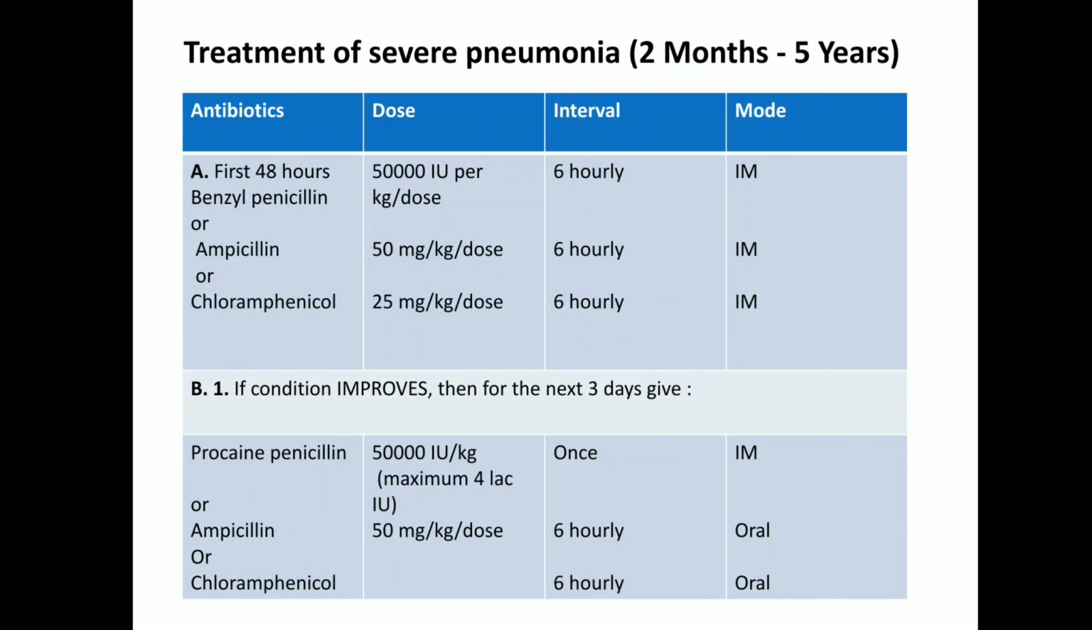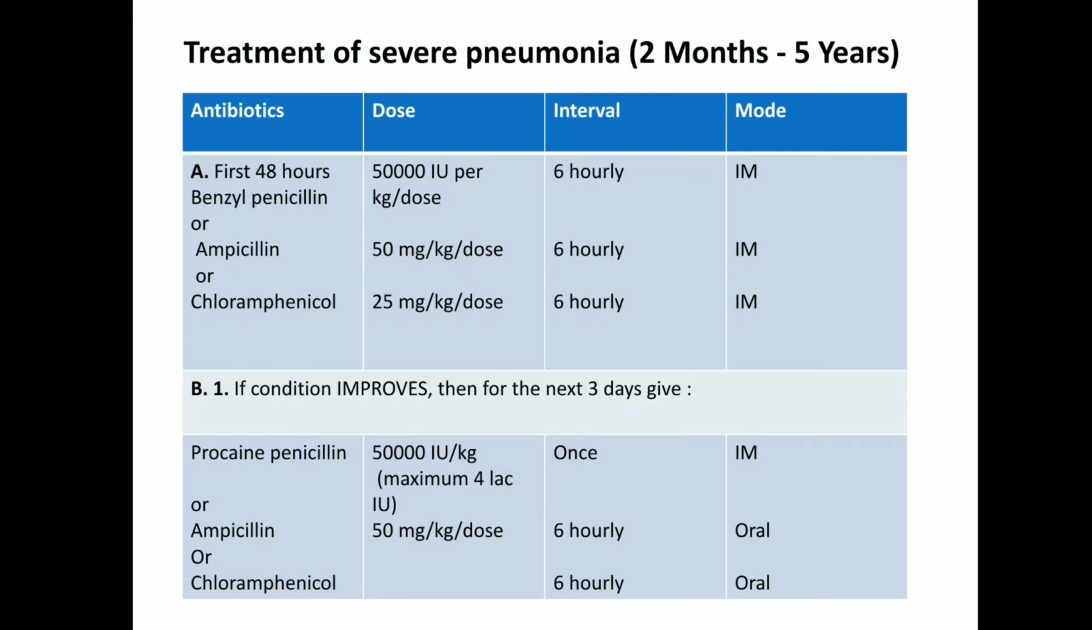Coming to the treatment of severe pneumonia in the age group of 2 to 5 years. For the first 48 hours you have to give benzyl penicillin or ampicillin or chloramphenicol, choosing based on the availability of the drug. So what is the dose? If you are giving benzyl penicillin, you have to give 50,000 international units per kg body weight. If you are giving ampicillin, you have to give 50 mg per kg body weight. If you are giving chloramphenicol, you have to give 25 mg per kg body weight.